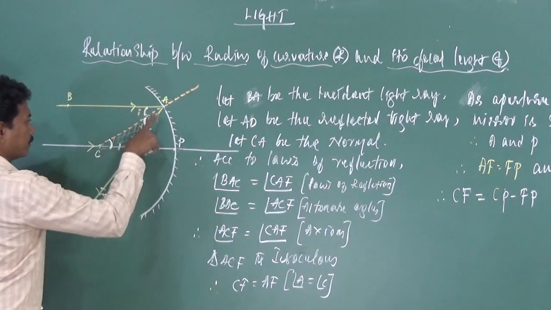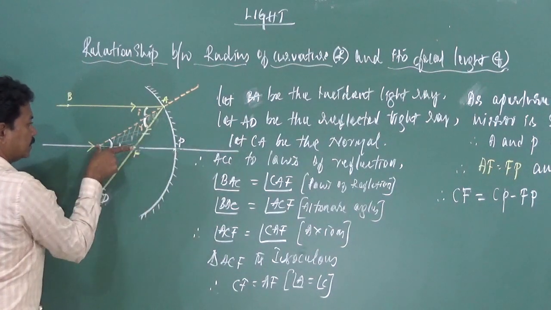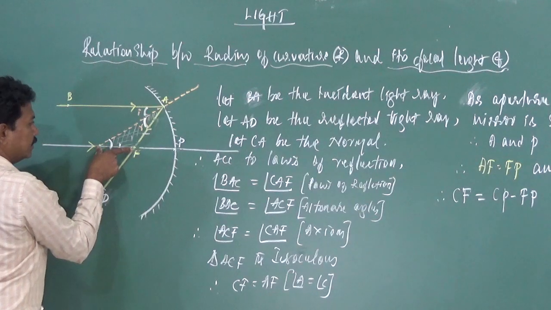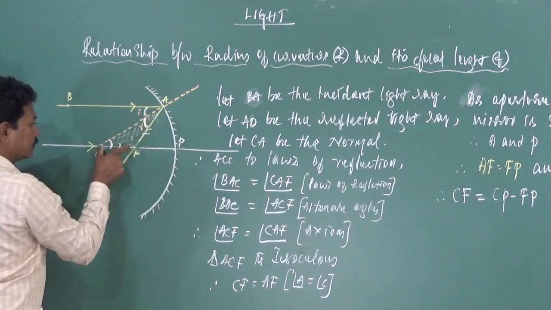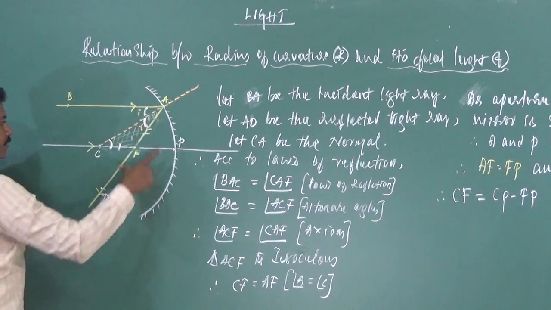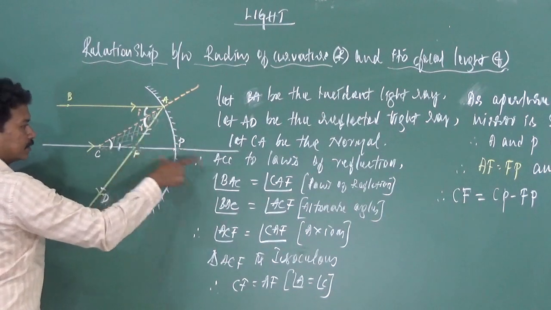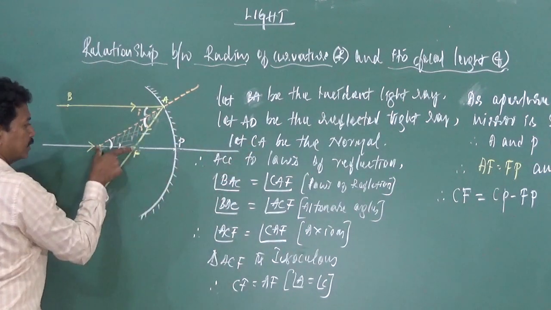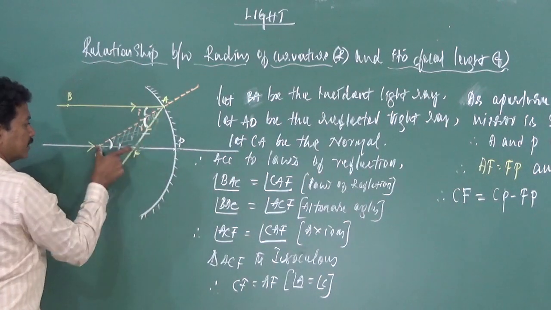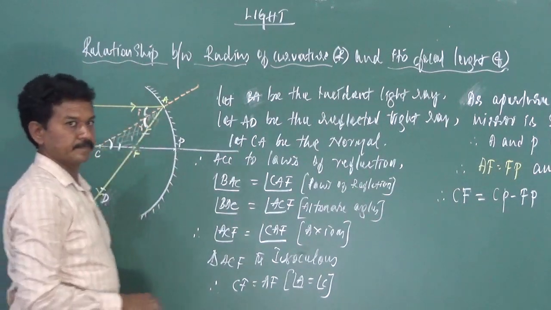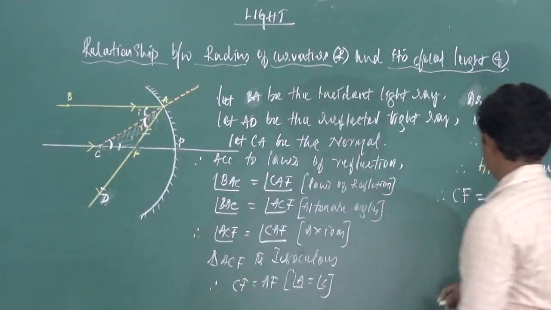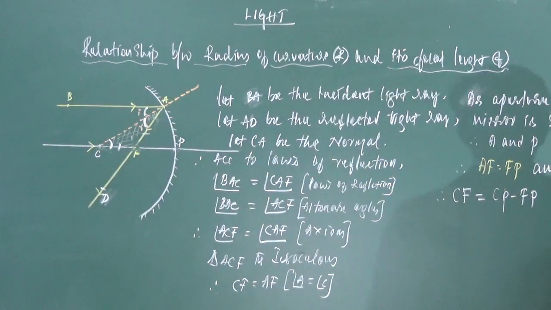So therefore this is equal to this, and this is equal to this already, so therefore this becomes equal to this. So once again, this is equal to this, we have proved that, but already this is equal to this, so therefore this length becomes equal to this. Right, that's the analogy here. So CF is equal to FP.